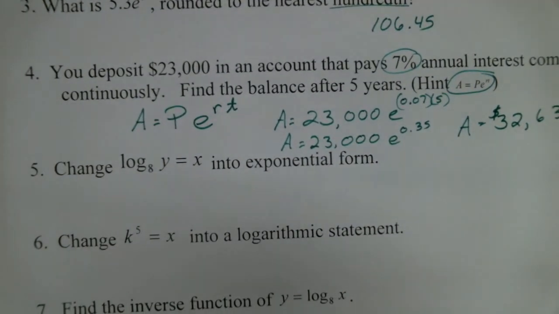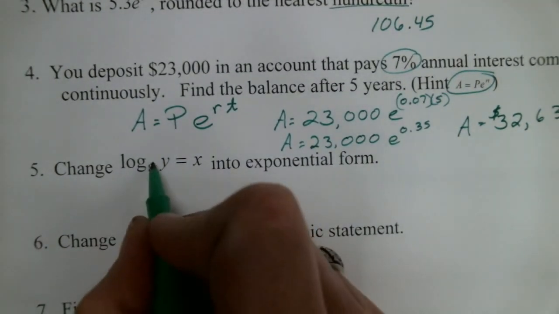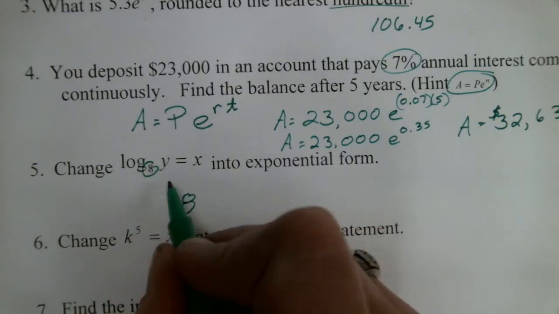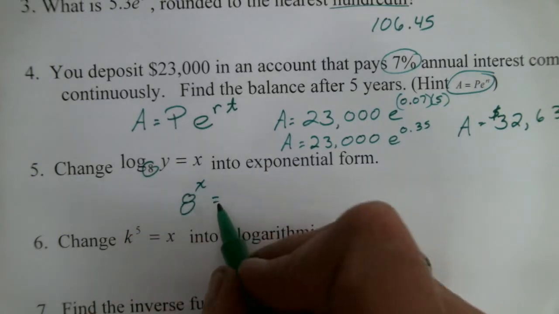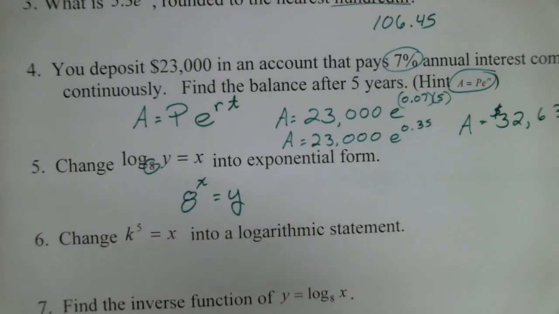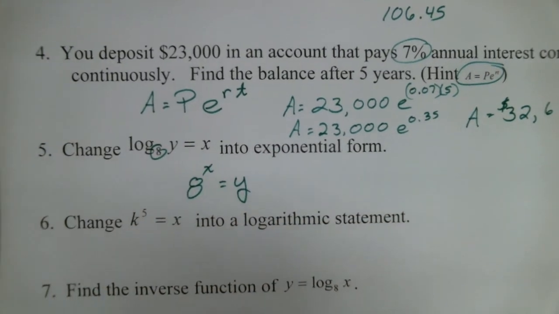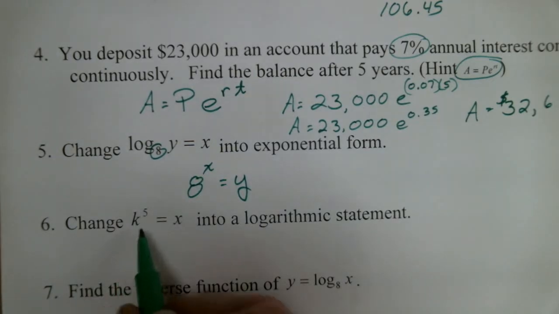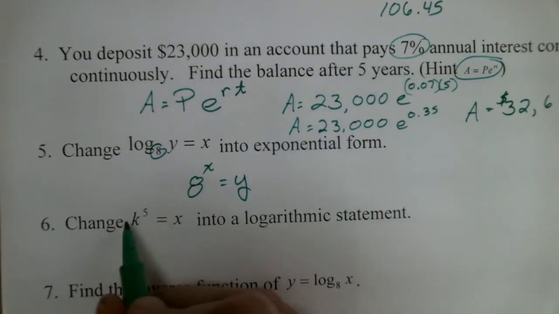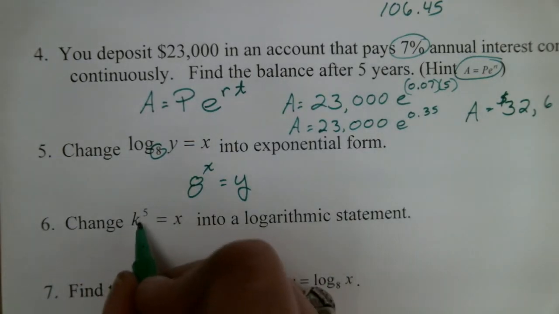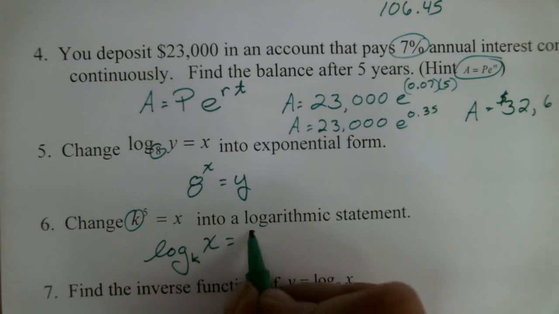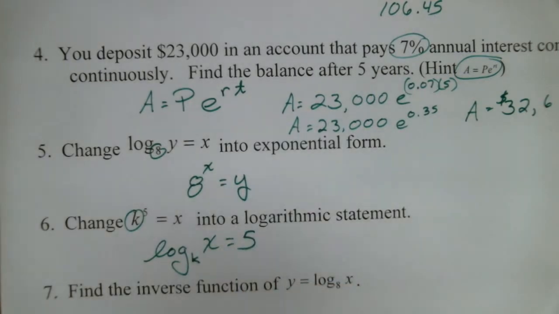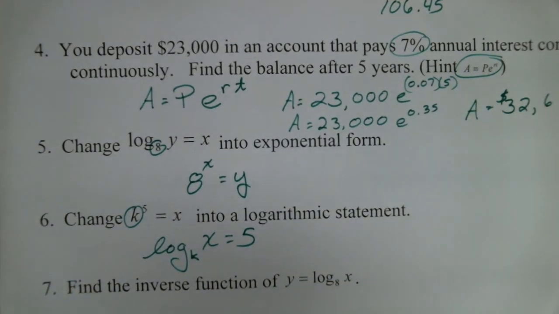Number 5, change the log into exponential form. The base of the log is the base of the exponent. What the log equals is the exponent. And what you're taking the log of is what the exponent part equals. Okay, number 6, change that exponential equation into a logarithmic statement. The base of the exponent is the base of the log. It's log base k. We're taking the log of x. It's going to equal 5. That's how those should go.